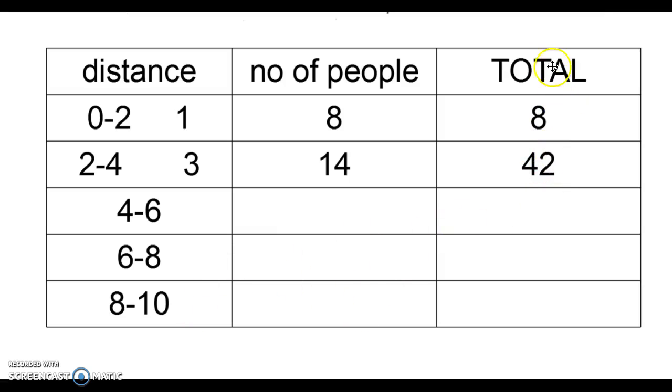To get the mean, remember we said we work out what all these totals add up to. And then we divide by how many people altogether were asked in this row. So we're going to do all of the totals divided by all of the people. And that will give you your final mean value.